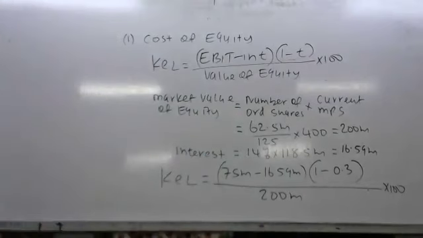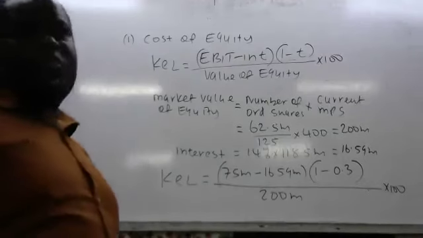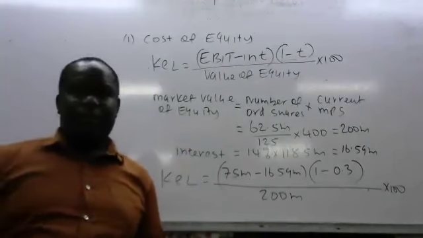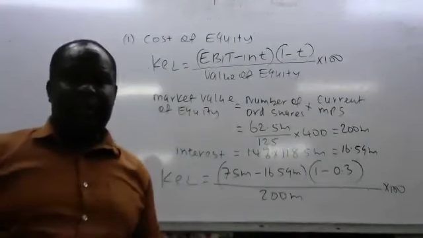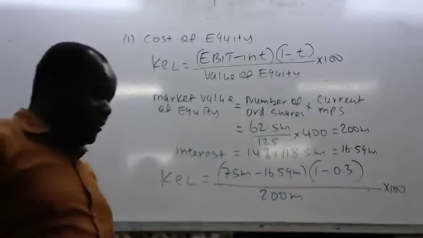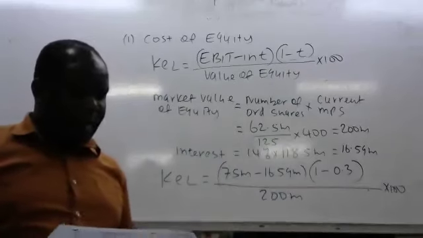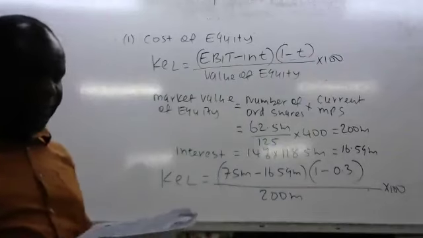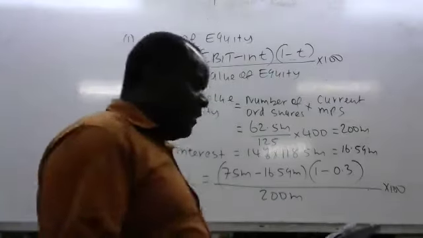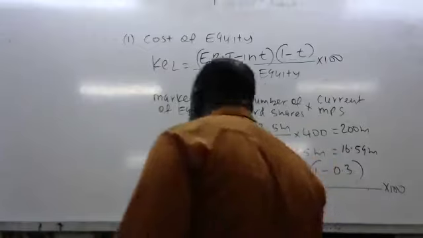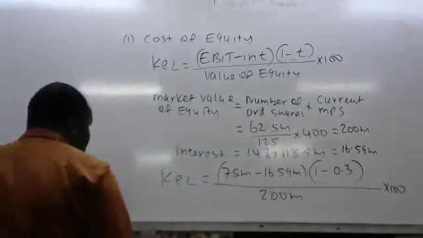Yeah, so that is now our Roman letter 1. So we now go to the Roman letter 2. In Roman letter 2, they were requiring you to compute what is supposed to be the after-tax cost of the debt, market value weighted. So that will be the same as the cost of the debenture. So they simply want you to compute the cost of the debenture.